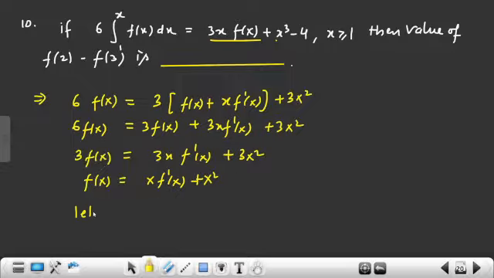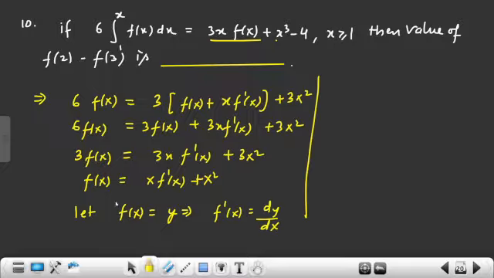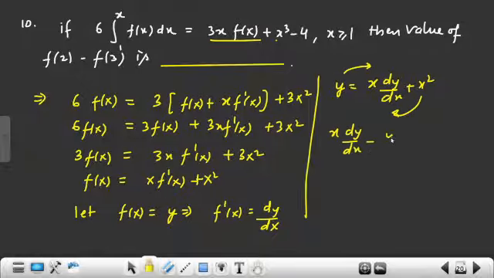Now I will assume let f(x) as y, right? So what is f dash x? dy by dx. Now let's substitute these values here. So f(x) is y, x into dy by dx plus x square. This goes to this side and this goes to this side. So x dy by dx minus y equals minus x square. Divide by x: dy by dx minus y by x equals minus x. Which form is it? Linear differential equation, right?